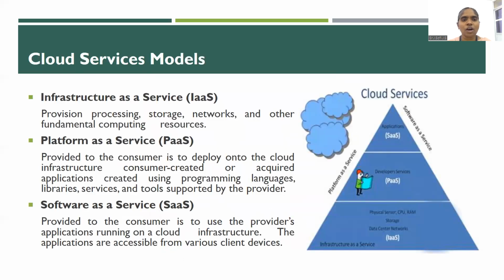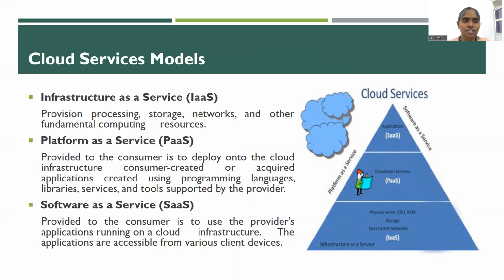And next is the cloud service model. So a variety of services are provided by the cloud computing environment. On the whole, we can say there are 3 types of cloud service models: infrastructure as a service, platform as a service, software as a service. Apart from this, security is also provided as a service, data is provided as a service, and anything can be provided as a service.